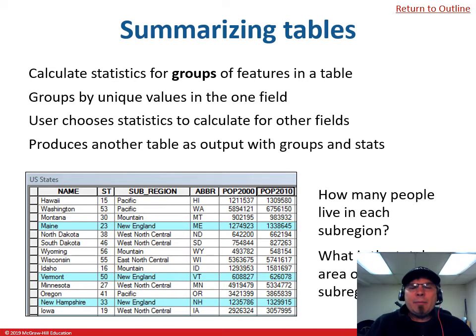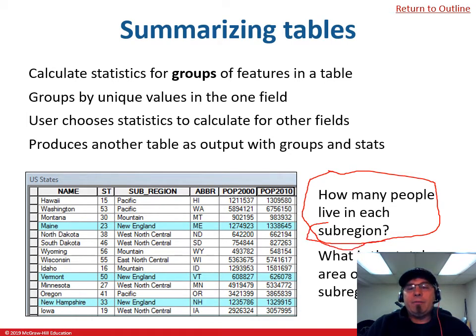Now, these can be a bit tricky because if you look at that first question, it says how many people live in each subregion. So your first instinct would be, oh, well, I need the population. Well, that's not true. Why is that? Because we want to know which population for each subregion. So in order to do this particular summarize, you actually have to right click on subregion to get to that number. Same thing with the other question.